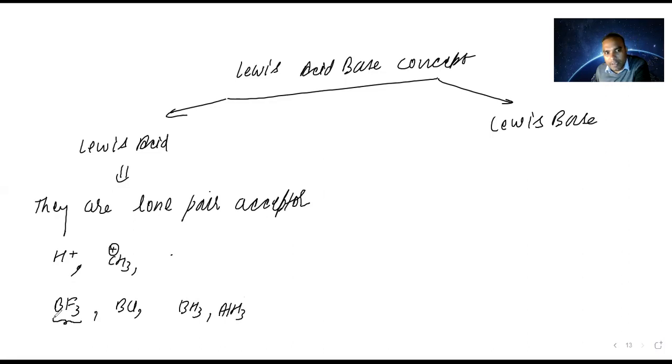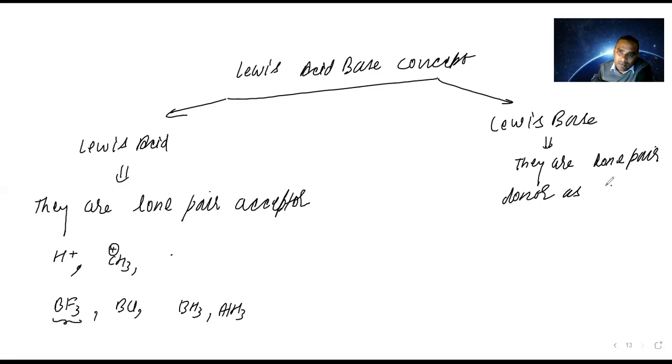because they have an incomplete octet. You see, they are having an incomplete octet. There are 6 electrons. So they can accept a lone pair and can act as an acid here. And the Lewis base, they are lone pair donors.